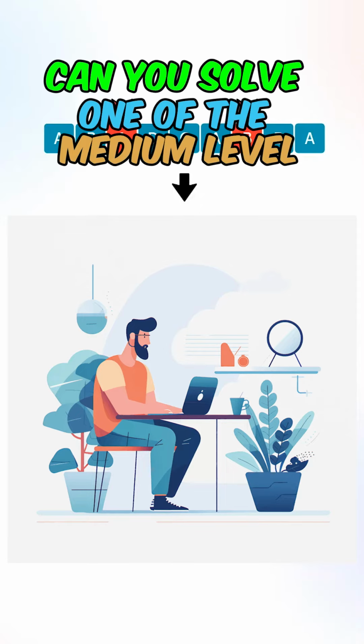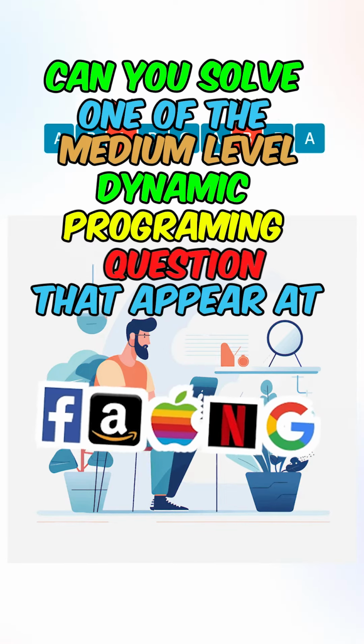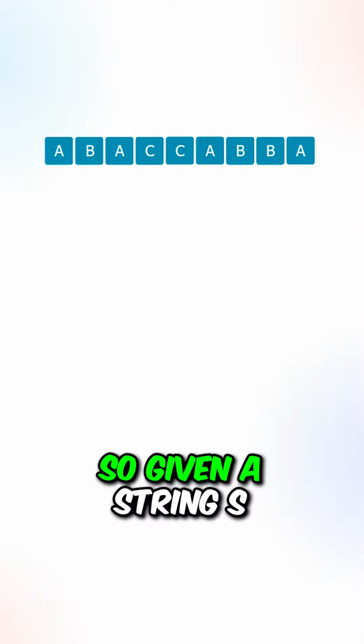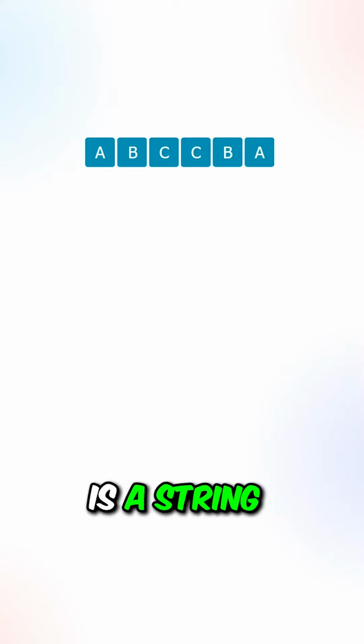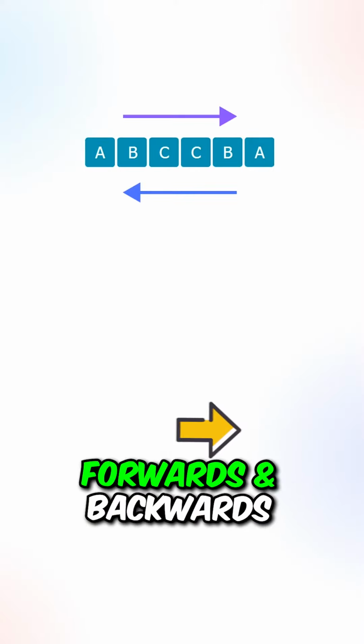Can you solve one of the medium level dynamic programming questions that appears at every single company? Given a string s, return the length of the longest palindromic subsequence inside the string. Now a palindrome is a string that can be read the same way forwards and backwards.